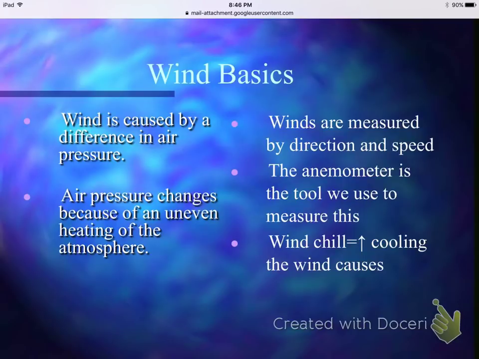Now, air pressure changes because of that uneven heating of the atmosphere. And we look at two things whenever winds occur. We measure winds based on the direction that they're blowing, and then also how fast they're blowing. So if we're measuring wind, we're going to say that it's going 20 miles per hour east. So I just measured wind by giving you a direction and a speed. The tool that we use to measure wind is called an anemometer.